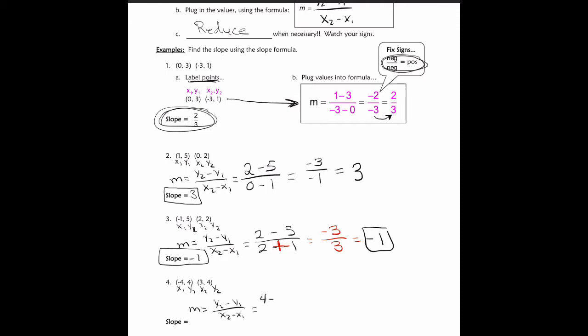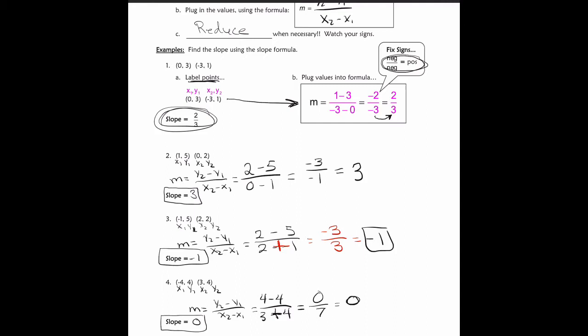So 4 minus 4 all over 3 minus negative 4. So on top I would have 0, and that's okay. Minus a negative, again, is going to become positive. So 3 plus 4 is 7. What is 0 divided by 7? Well, that would just be 0. So my slope for this line would be 0.